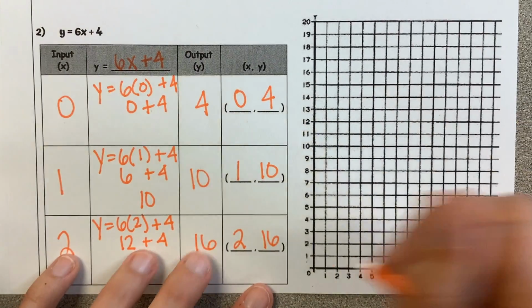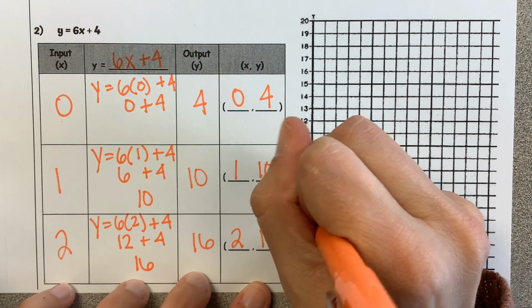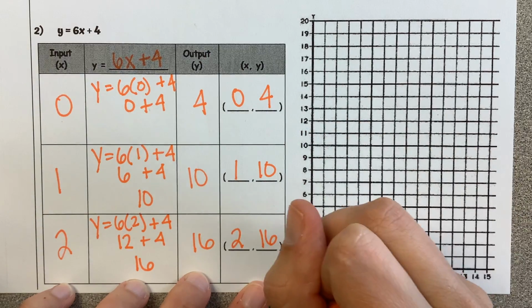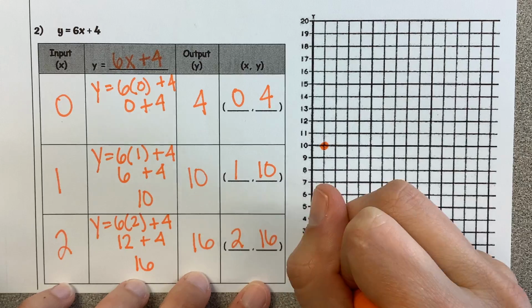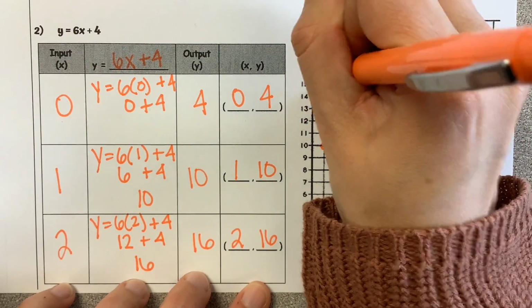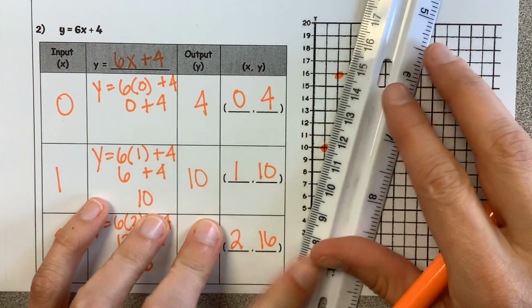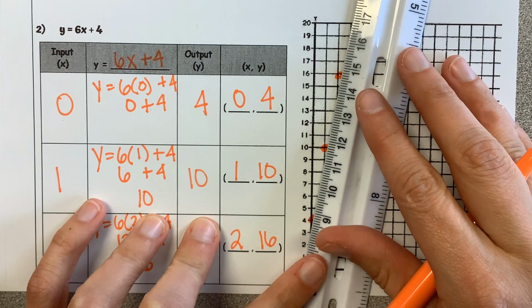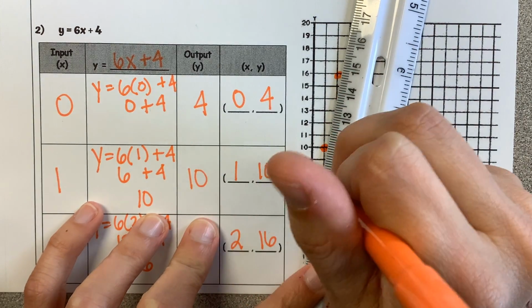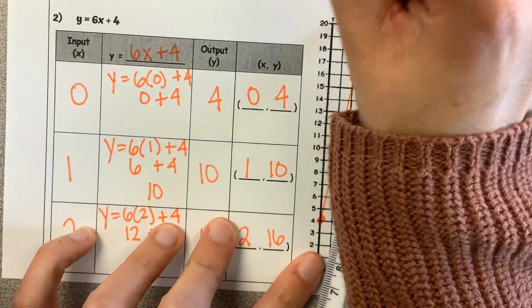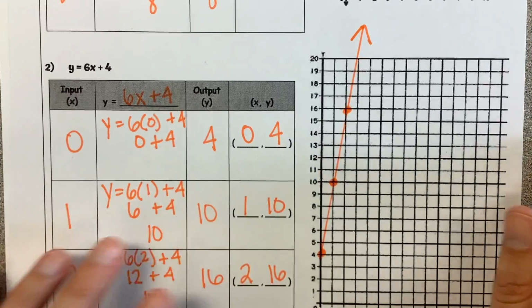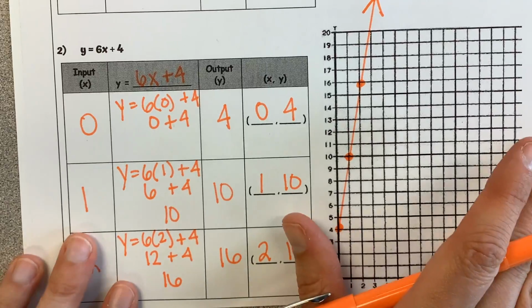All right, looking here, we got 0, 4. 1, 10 means 1 to the right, 10 up. 2, 16 means 2 to the right, 16 up. Again, it should form a straight line. If it doesn't, you did something wrong. And then we're going to go ahead and connect these. So that's a little refresher on graphing.